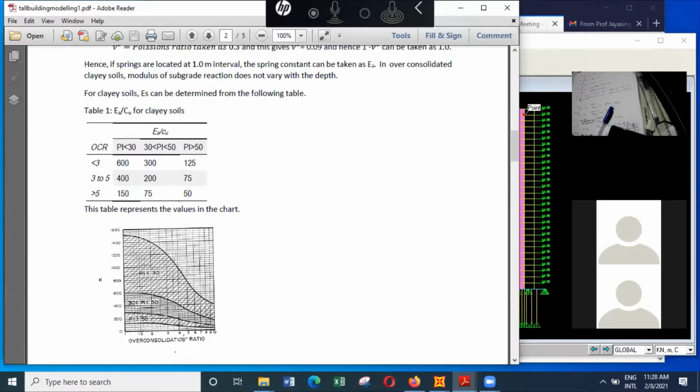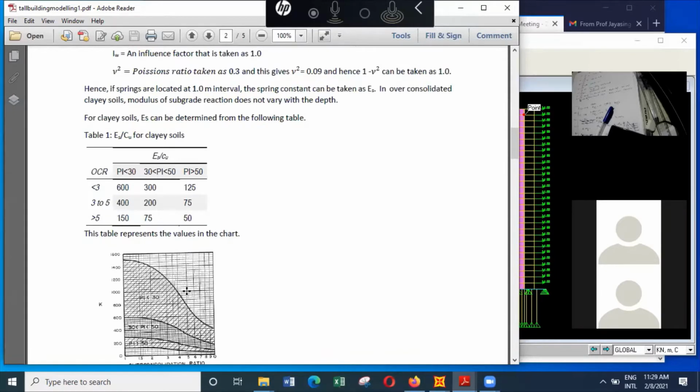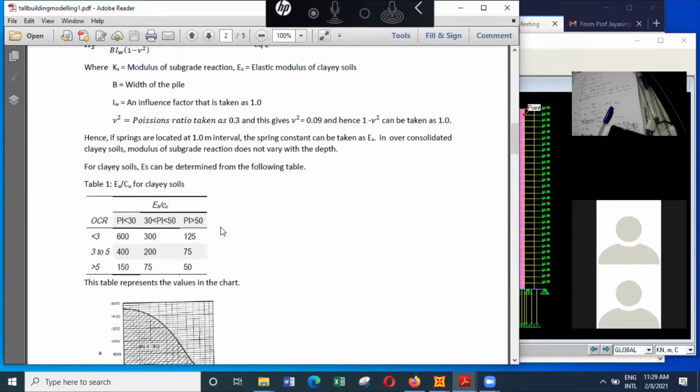It varies with the over consolidation ratio, and another important parameter is the plasticity index, which is liquid limit minus plastic limit. So we have to get a value. If the SPT values are very low, then we can say the plasticity index is greater than 50. Whereas most of the good soils, you will find plasticity index is less than 30. And if you are in doubt, you can even consider plasticity index between 30 to 50.